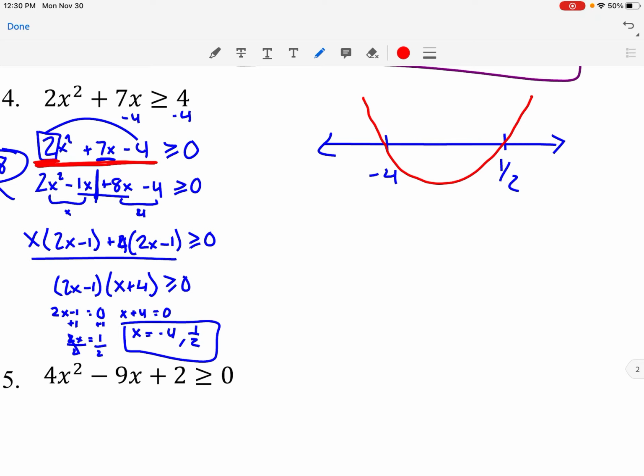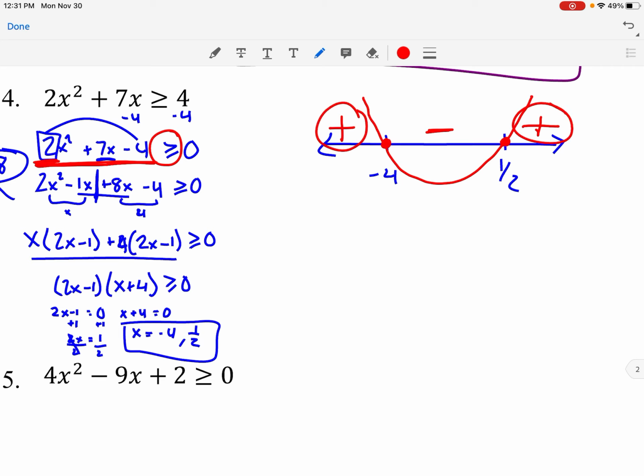So the question now is, where is this greater than or equal to 0? So can you tell from the graph where it's greater than or equal to 0? So we know it's equal to on these ones. We know we're going to include that because of the equal to part. But this middle section is below the x-axis, so that's our negative. The outside sections are above the x-axis, so those are going to be positive. So where is it greater than or equal to 0?